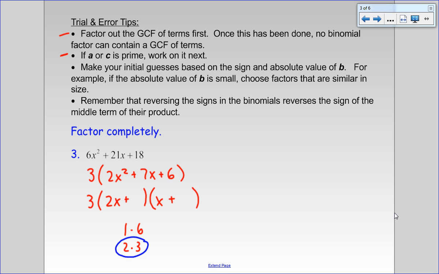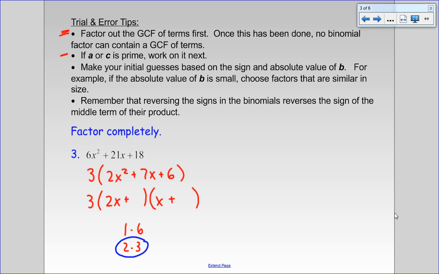Notice that if we put the 2 in the first binomial along with the 2x, that binomial now has a greatest common factor of 2. And this is impossible because once we've factored out the GCF of our trinomial, no binomial factor can contain a GCF other than 1. The reason is that if the binomial has a factor of 2, then it follows that the original trinomial should have had a factor of 2 as well, and we should have factored that out in the first step. Since we didn't, we know that 2 is not a possibility for this binomial.